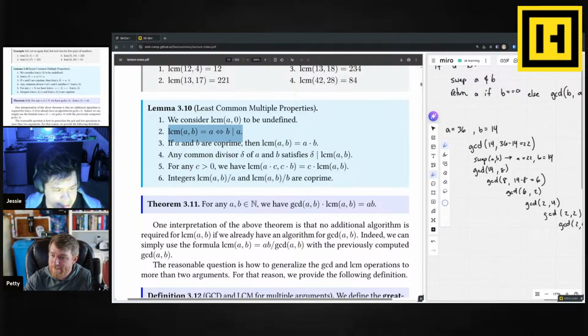All right, least common multiple of A and B is equal to A, which is the same as B is a divisor of A. If A and B are co-prime, then least common multiple of A and B is equal to A times B. Any common divisor delta of A and B satisfies delta is a divisor of least common multiple of A and B, if and only if. Wait, really? According to Claude Haiku 4.5, the least common multiple of A and B equals A if and only if B divides A.